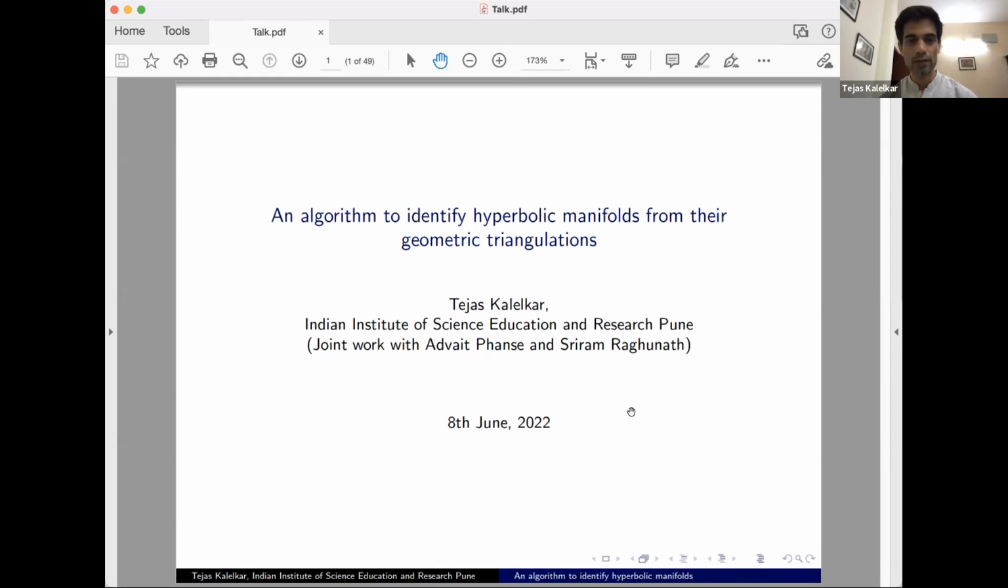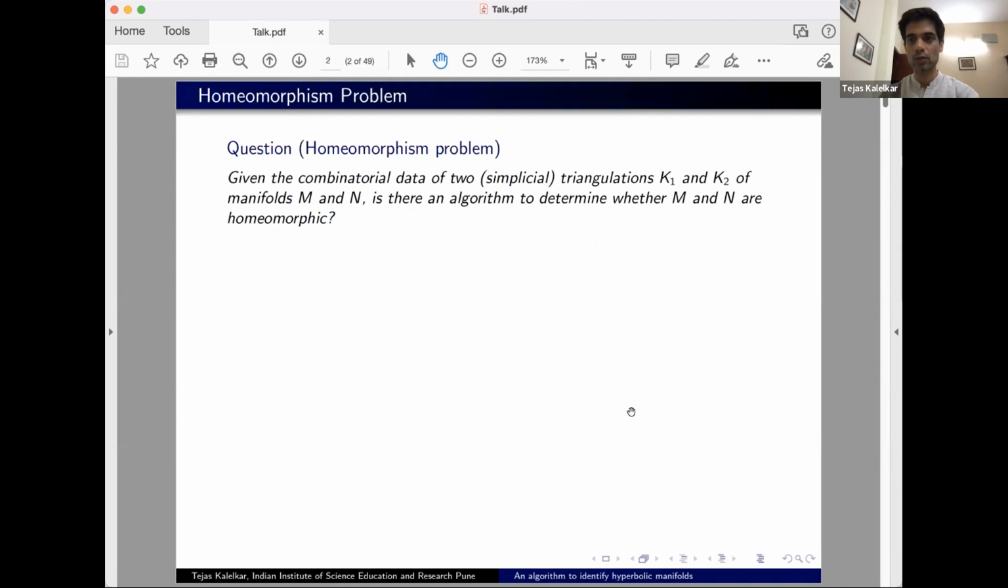So to start with, let me state what's called the homeomorphism problem. It's the most basic question in combinatorial topology, which says that if you're given the combinatorial data of two triangulations of manifolds M and N, is there an algorithm to determine whether M and N are homeomorphic, where the input is just this combinatorial data? So from the combinatorial data of these triangulations, can you determine if the corresponding manifolds are in fact the same? This is what's known as the homeomorphism problem.